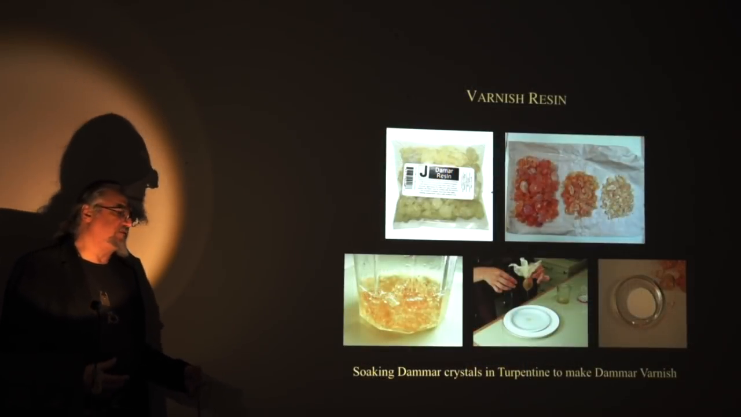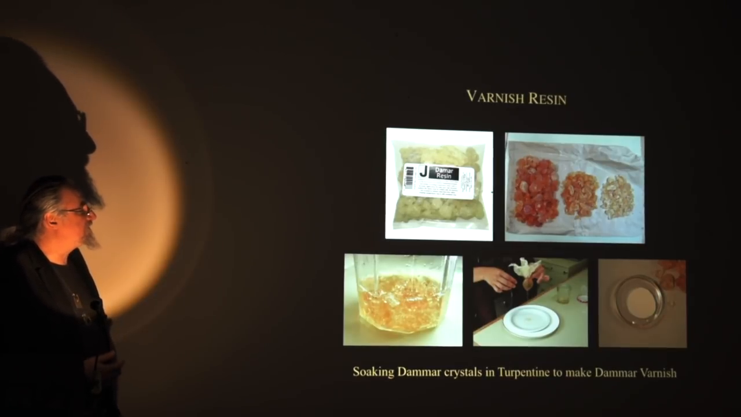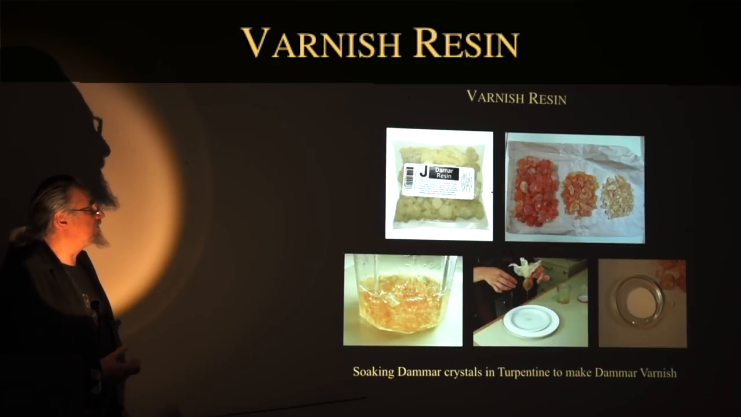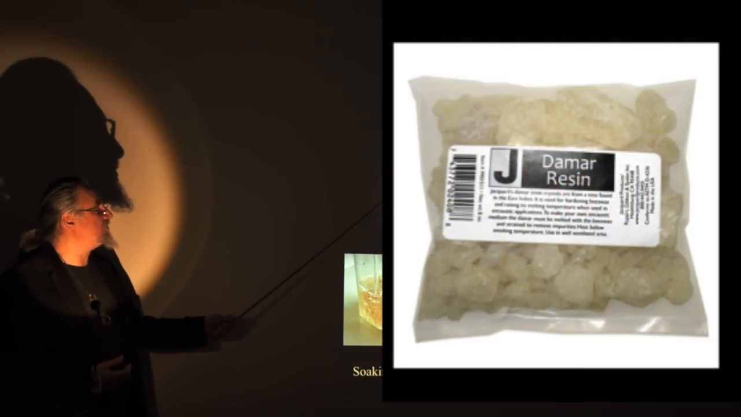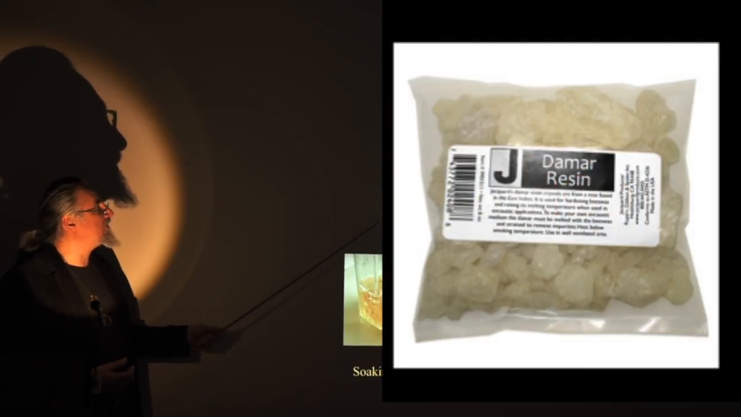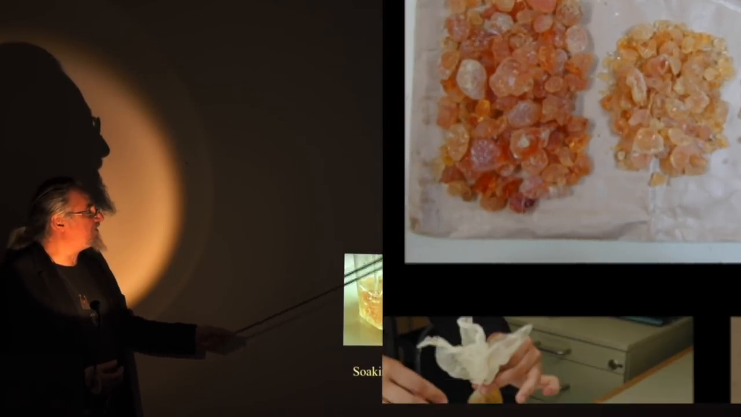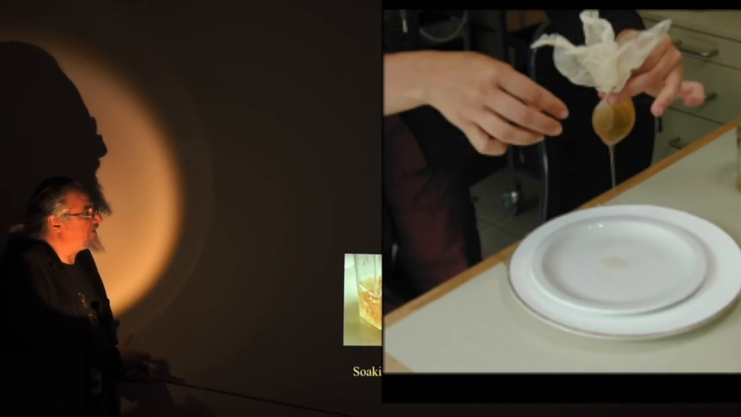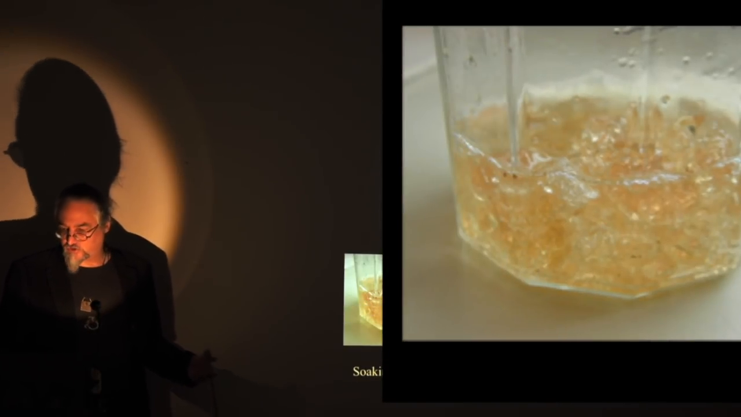Once you've removed the essential oil from the balsam, you're left with a resin. And this resin can be very hard once it's dried. And in fact, when you buy damar resin, you can buy it in this form of crystals. And what you must do now with your crystals is soak them in turpentine, to recombine this resin into a varnish. And then finally, at the end of the process, you will have your varnish.